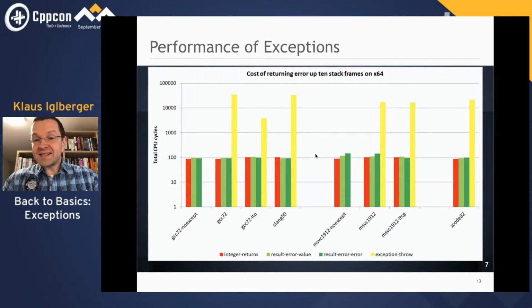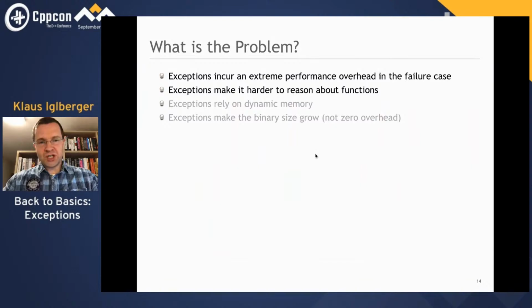And of course, this can be a significant problem in many project situations. But this is not it. There's more, unfortunately. There's one point that is always brought up: that exceptions make it hard to reason about functions. Does a function throw or does it not throw? And if it does throw, what does it throw? So which kind of exception is thrown? That is indeed something that is a little harder to deal with.